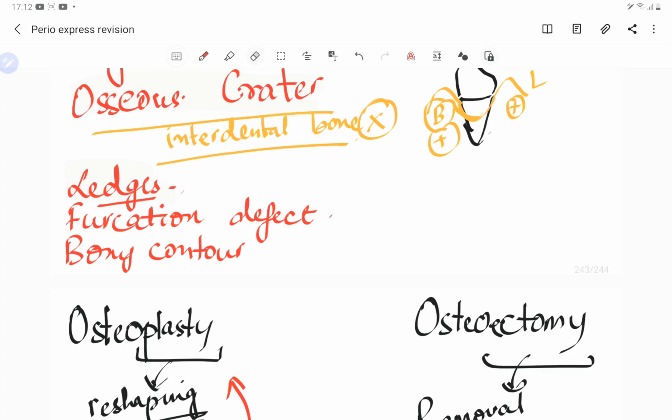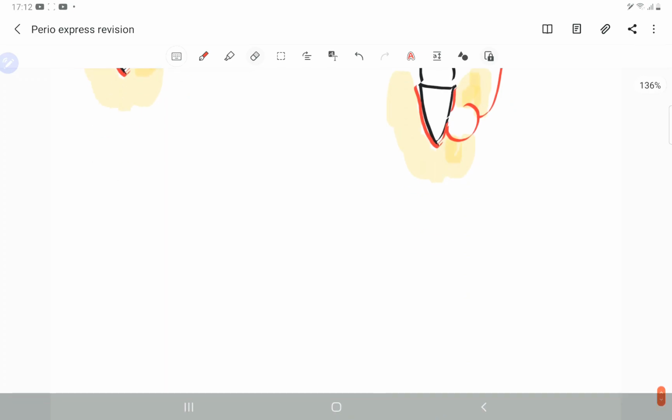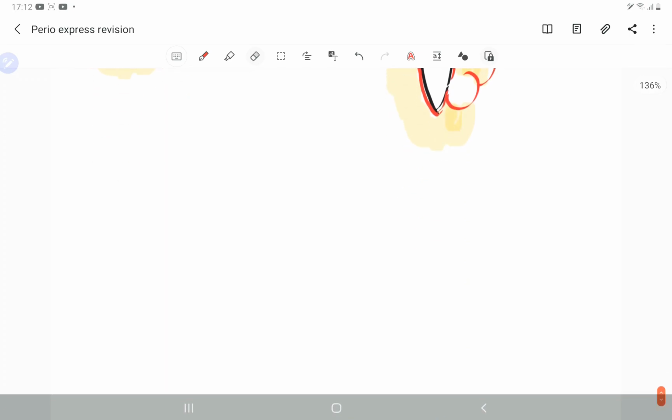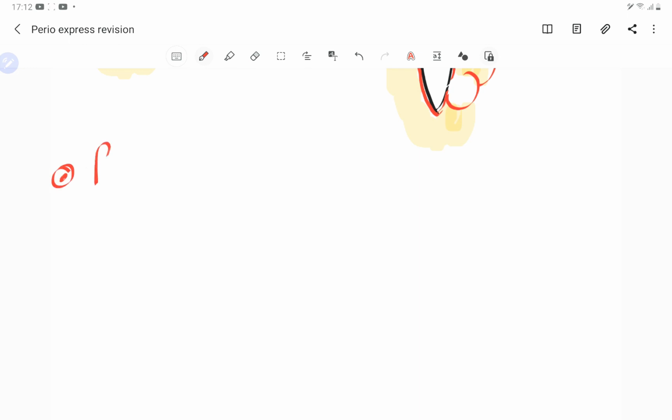Gradualizing the marginal bone is also part of the technique of osseous resection. So we will be talking about the 4 techniques of this resective osseous surgery. So what are these 4 techniques, guys? Let's just write the techniques.